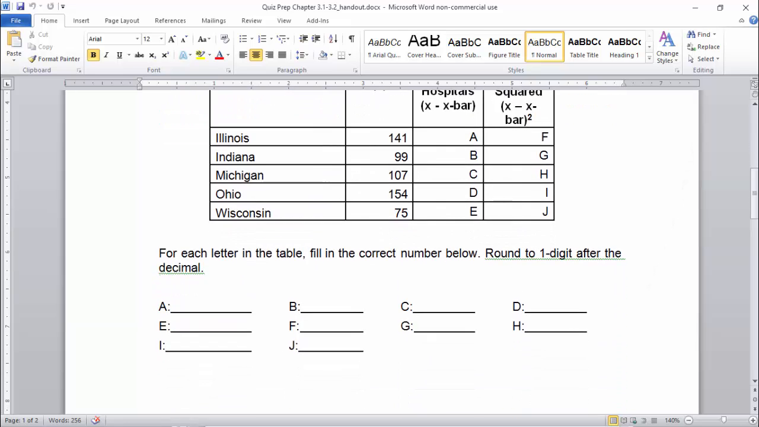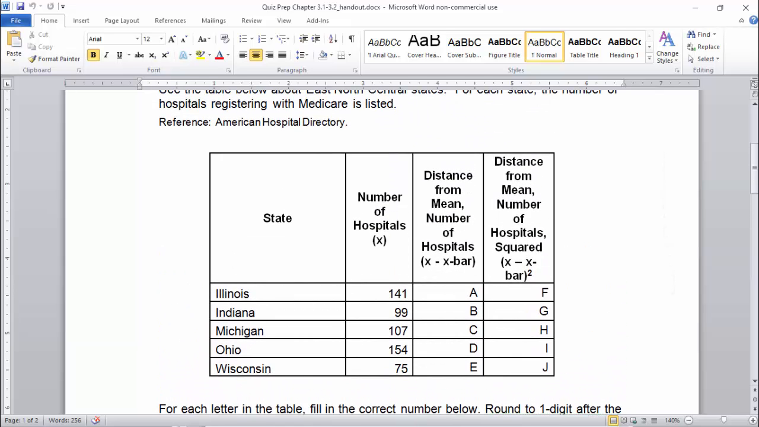So what's our first question here? Surprise, it's fill in the table. Let's look at what's in the table. Column 2 says distance from mean number of hospitals, so that's like x minus x bar. That means you're probably going to have to calculate x bar first. Then the third column says distance from mean number of hospitals squared, basically x minus x bar squared. So for cell F, we're going to take the square of cell A. So we've got a plan, and let's go do it.